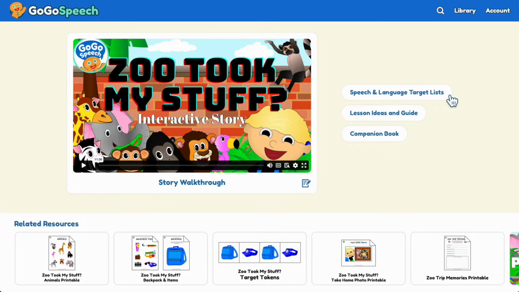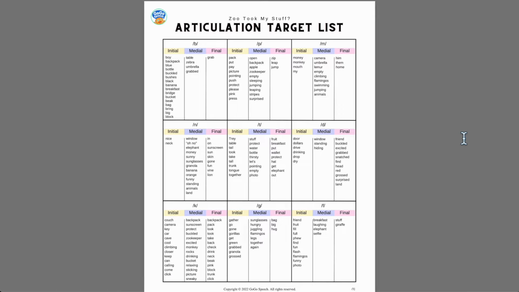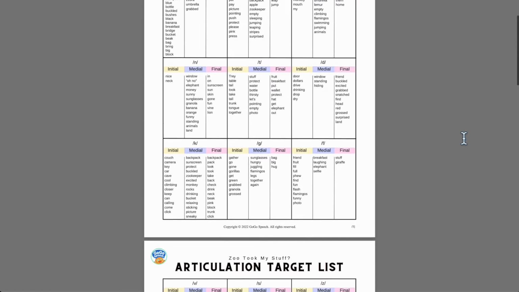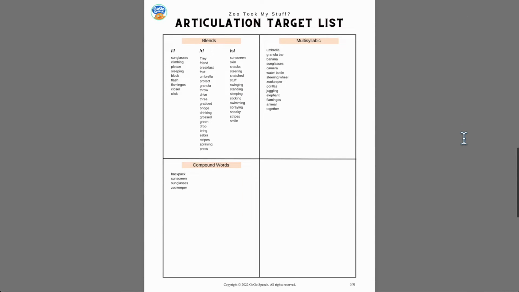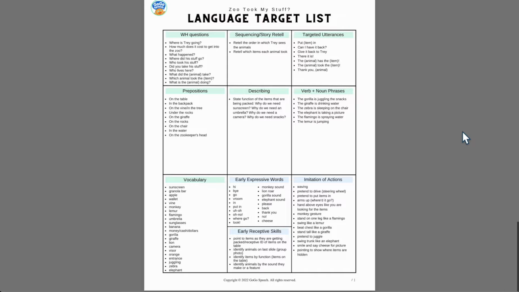Then, over here, you can find the Speech and Language Target List, which is a PDF of targets related to the story, with the articulation lists organized by sound and position, blends and multisyllabic words, and a language target list to address several different language skills.